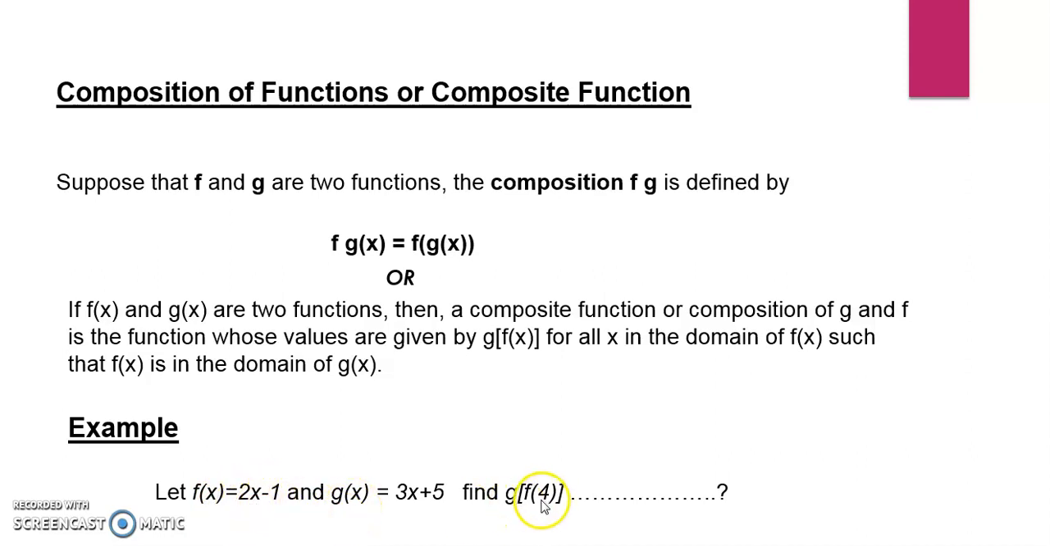So when you are inserting the value of x as 4 in this function, your answer will be 7. How? 2 times 4 is 8. 8 minus 1 gives you 7. Then you have to insert this functional value, or you can say the output of this function f of 4, as an input to this function g of x. So you'll give the input to this function as g of 7. So 3 times 7 is 21. 21 plus 5 gives you 26, which will be your final answer of this function g of f of 4.